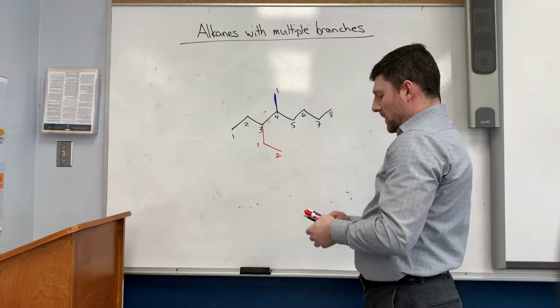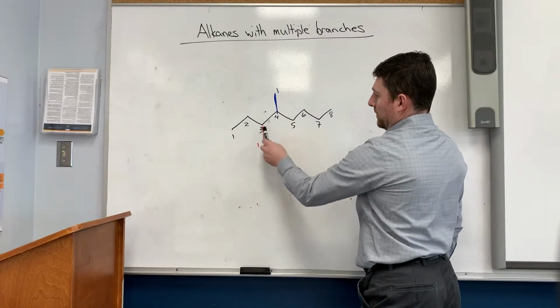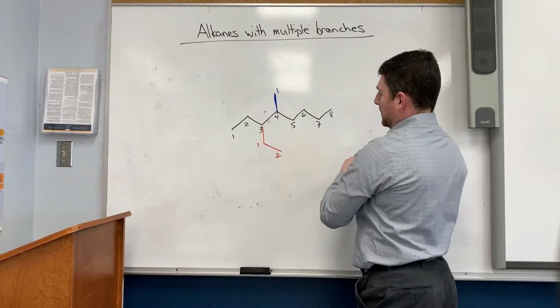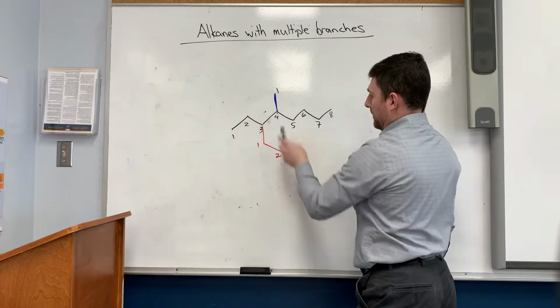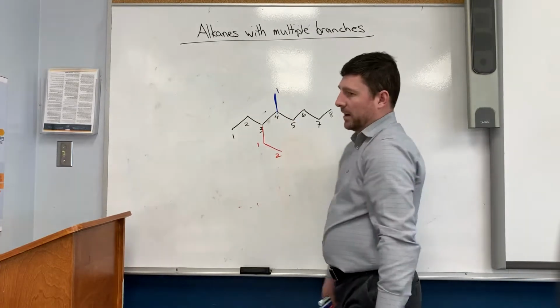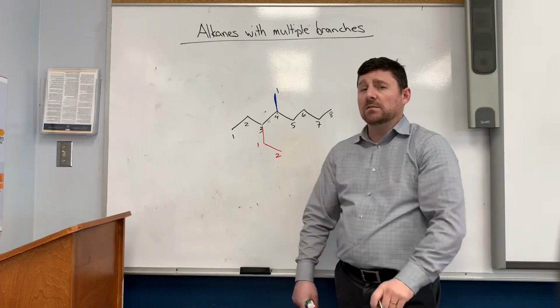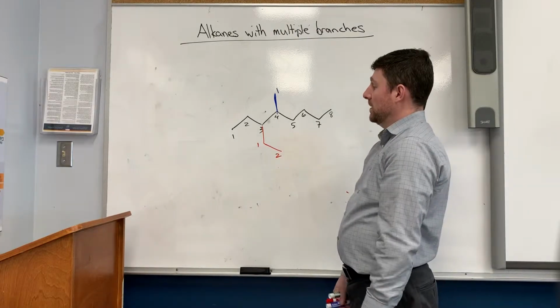So I can go ahead and count: 1, 2, 3, 4, 5. 1, 2, 3, 4, 5, 6, 7, 8. And 1, 2, 3, 4, 5, 6. 1, 2, 3, 4, 5. I've exhausted, I think, all of the paths, and I haven't exceeded 8 carbons. So 8 is my longest chain.